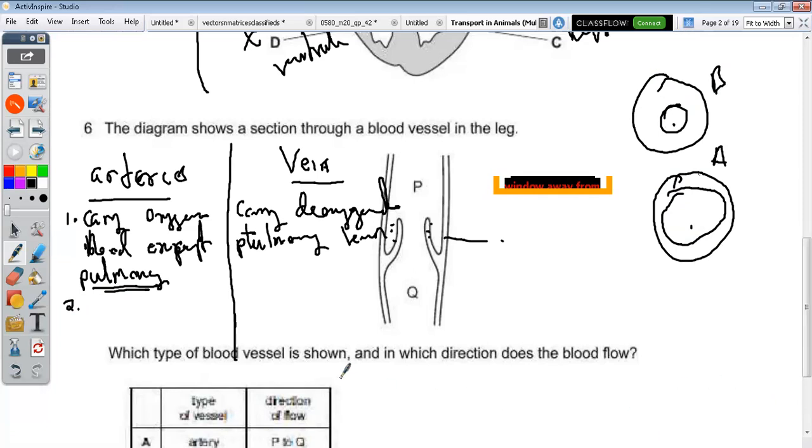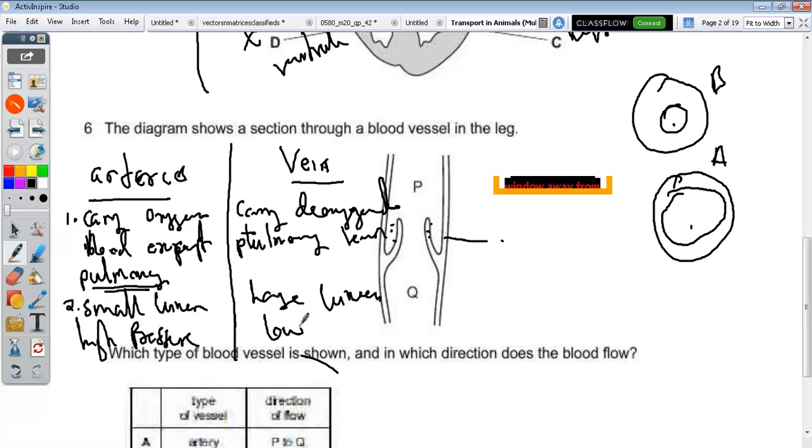Arteries have got a what? A small lumen. That's what we said. Small lumen. These ones have got a large lumen. And what's the reason? Arteries carry blood at high pressure. This one carries blood at low pressure. No need for a small lumen.